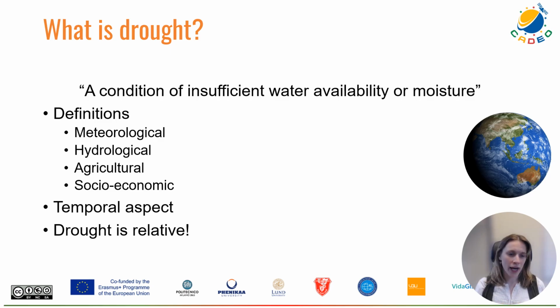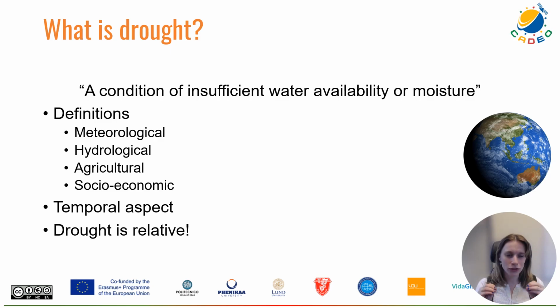But I also want to highlight that drought has a temporal aspect, because if you have a drought for one day, it's not really a problem. It may be per definition a drought, but it's not necessarily a problem compared to having a drought over a month or over several months. So we have to consider the temporal aspect. For how long time do we have a drought?